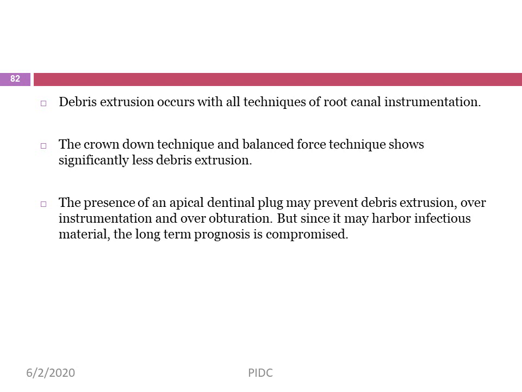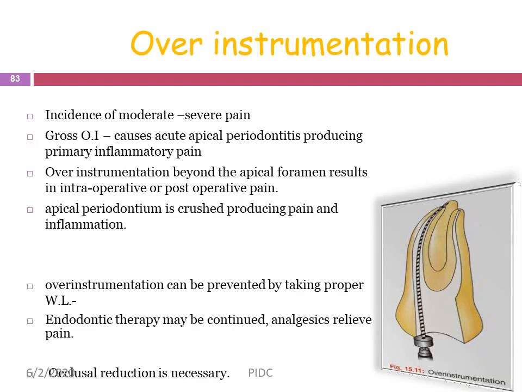However, this apical dentinal plug also can harbor infectious material, because the bacteria may not be fully flushed out from the apical dentinal plug, and you might have your infected dentine also in there. So because of which the long term prognosis may be compromised. So that apical dentinal plug may prove to be a reservoir of infected material, which can actually go and infect the periapex. So it can actually be both good and bad.